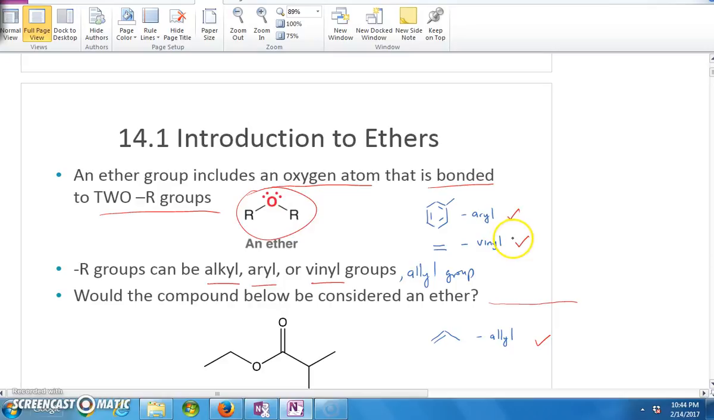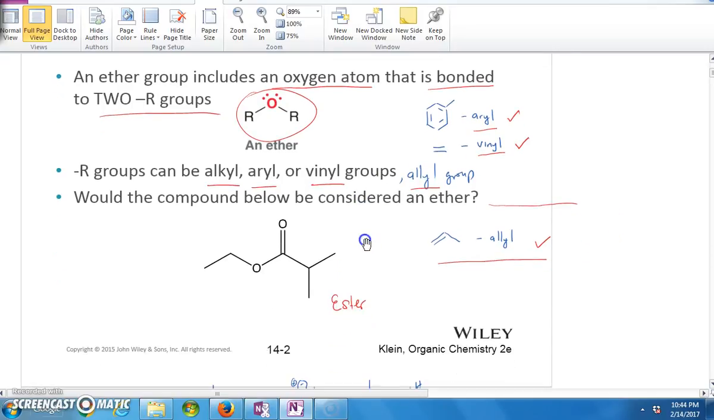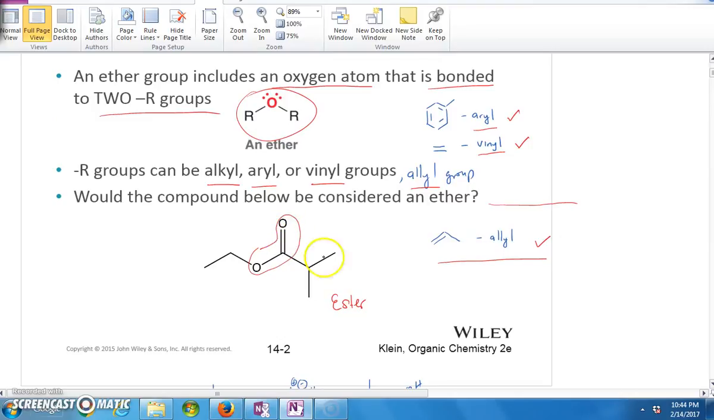Now the R groups could be an aryl group, a vinyl group, an allyl group. Right now you should know what an allyl group looks like. So all these are examples of the different R groups that could be attached to the oxygen. Of course, we expect that this is not an ether. This is simply an ester.